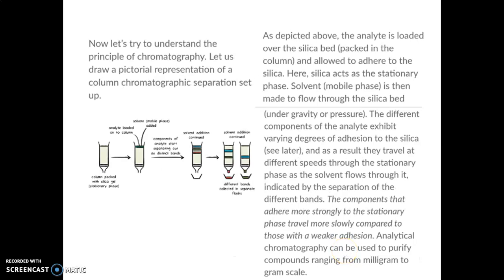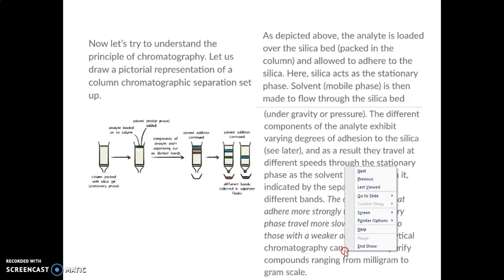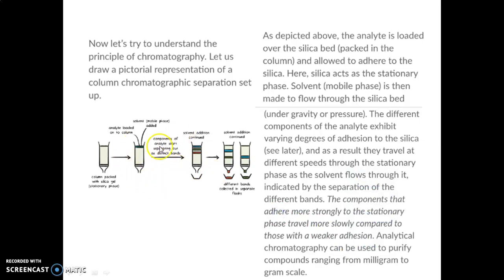So now let us try to understand the principle of chromatography. Let us draw a pictorial diagram representation of a column chromatographic separation setup. Here I have already drawn a chromatographic column packed with silica gel that acts as a stationary phase. The analyte is loaded over the silica bed packed in the column and allowed to adhere to the silica. Silica acts as a stationary phase and solvent, the mobile phase, is then made to flow through the silica bed under gravity or pressure.